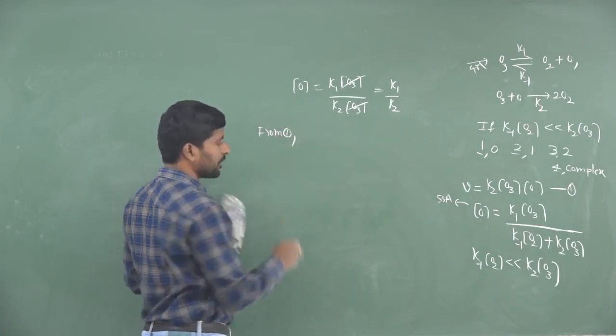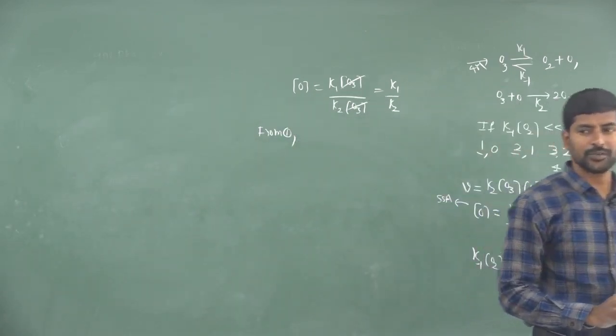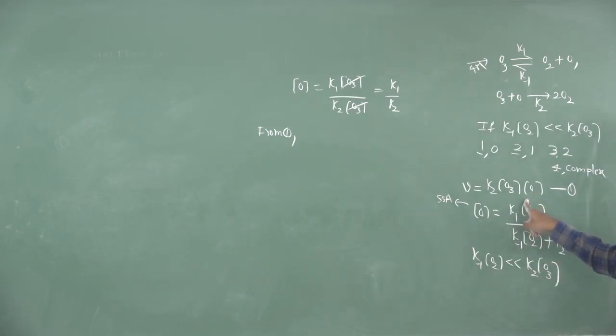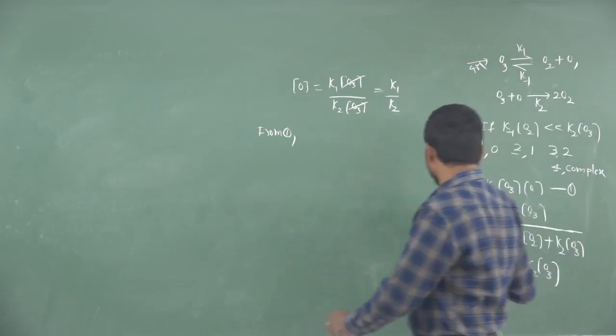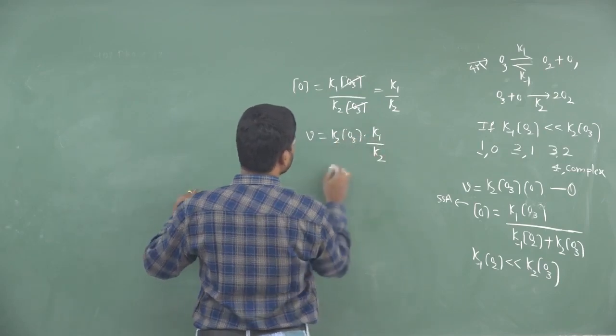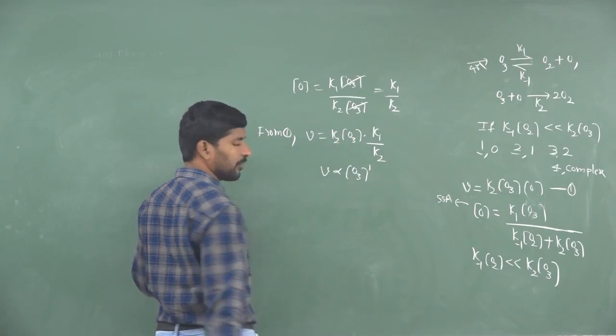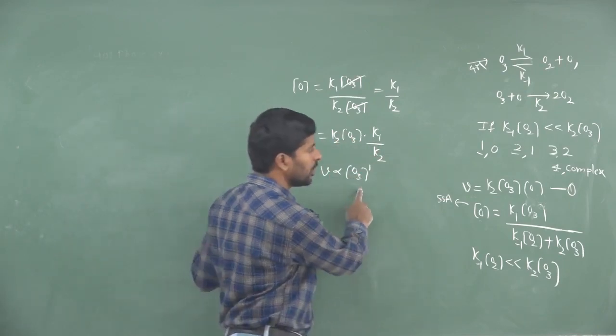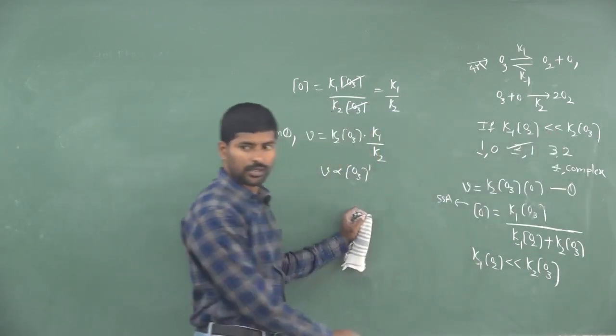We cannot always express the rate with respect to intermediates. We have to express the rate equation either with respect to reactants or products. If we get any intermediates in the rate equation, first we have to calculate their concentration with respect to either reactants or products, and after that substitute it. So V is equal to K2 into O3 into K1 by K2. That means V is proportional to O3 power 1. So the order with respect to ozone is 1.